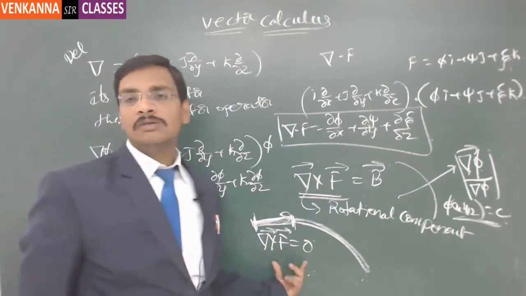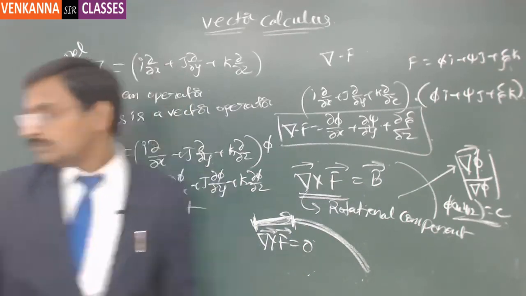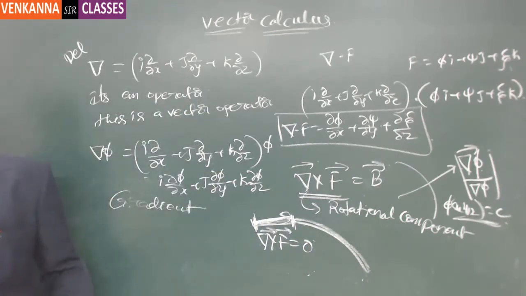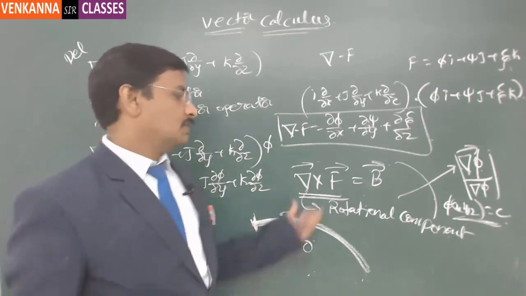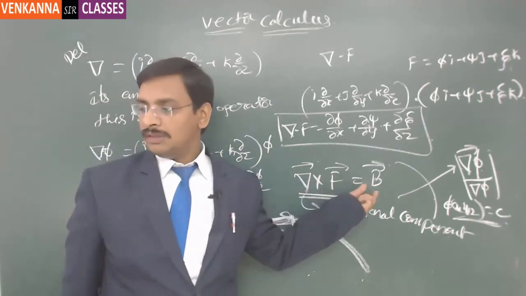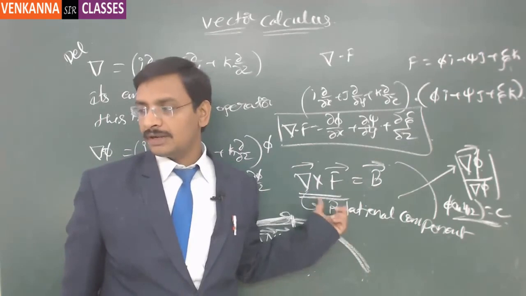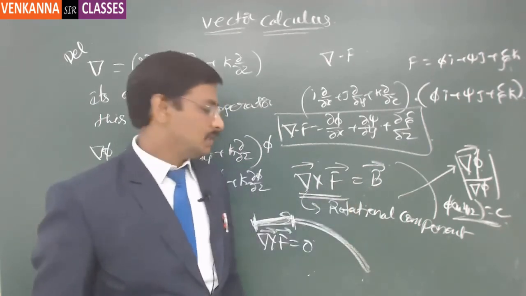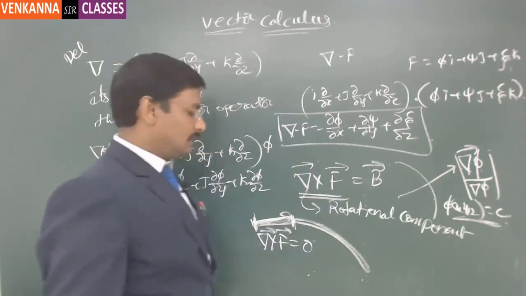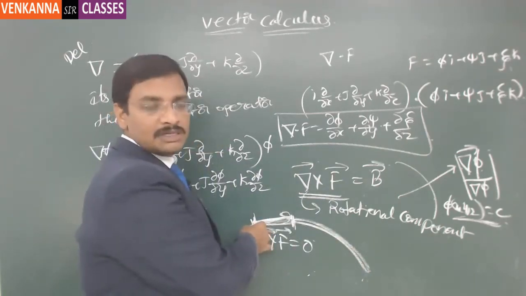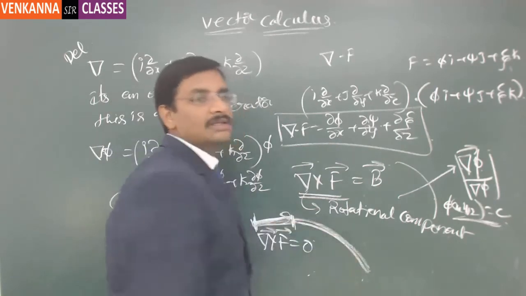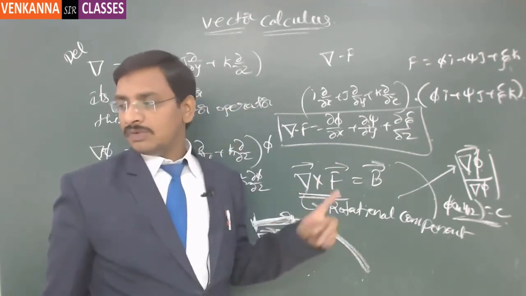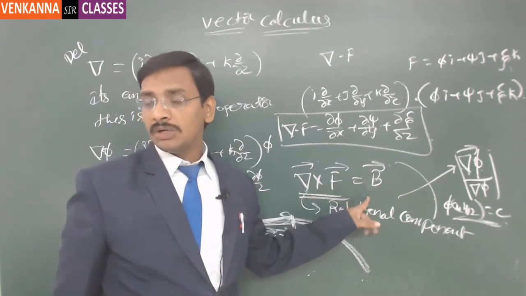This has very great application. I just explained: if del cross F is non-zero, then there is a rotational component of the fluid particle. That means, suppose the water is moving like this, then the fluid particle which is present here is going to take a curved path like this. If it is taking a curved path, then we say del cross F is not equal to 0.